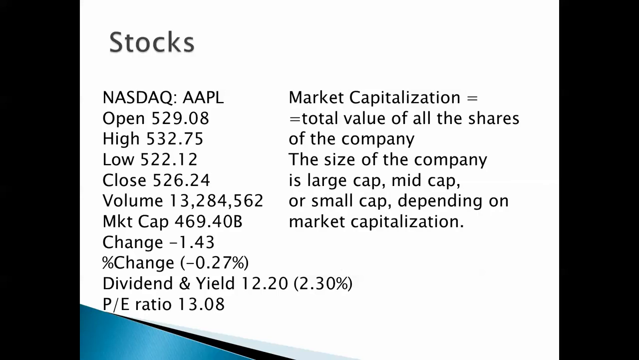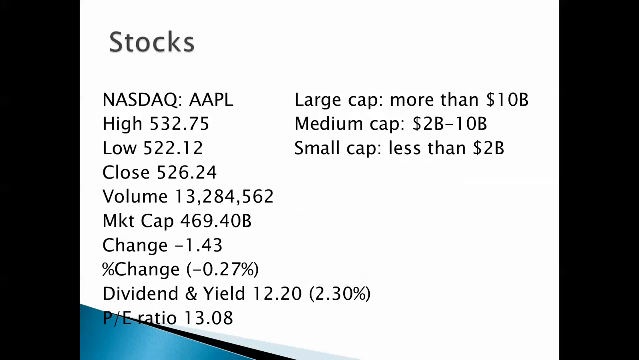Now, market capitalization, total value of all the shares of the company, gives us a sense of the size of the company. We classify companies as large cap, mid cap, or small cap, depending on the value of all their shares. Large cap, the value of all their shares is more than $10 billion. Medium cap companies, value of their shares is between $2 billion and $10 billion, and small cap companies, the value of all their shares is less than $2 billion.